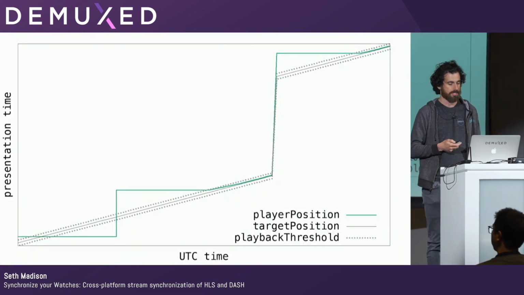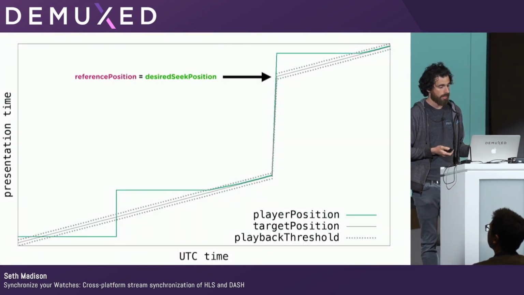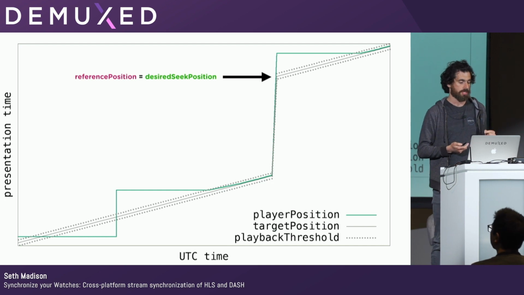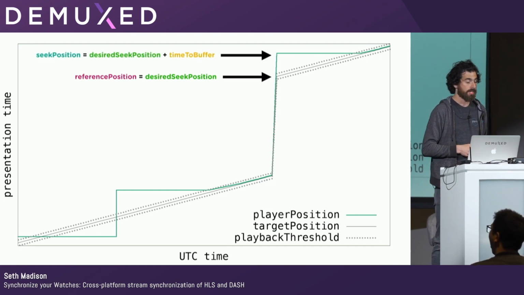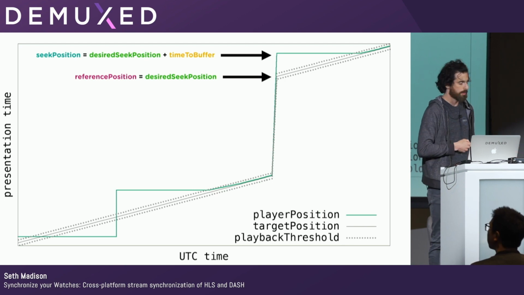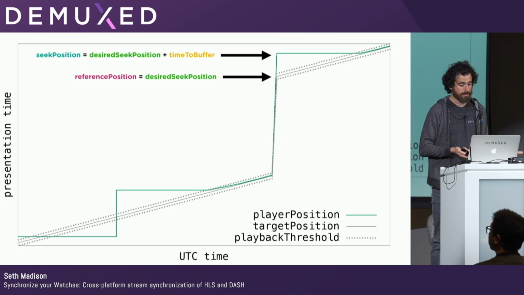So say the user seeks here, and we set our reference position there. The point that we're actually going to move the player to is up here, because we know that it's going to take some amount of time to buffer. So that's not ideal. We can fix this fairly easily by flipping it on its head.